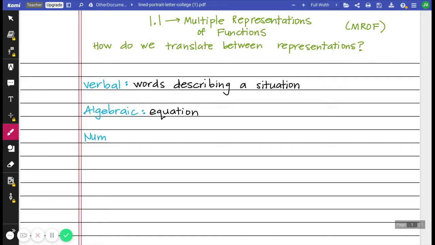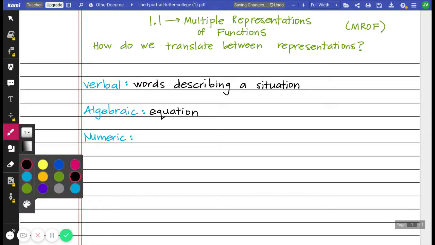However, before we talk graphs, let's talk about numeric. Numeric model, that could be a table or just data values in general, right?